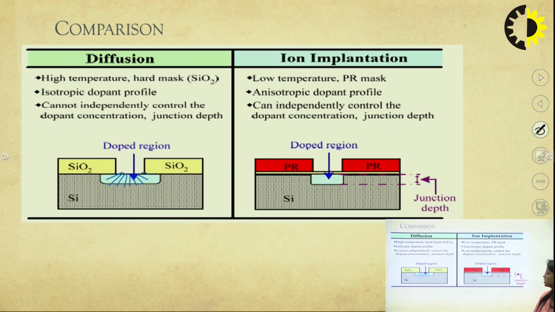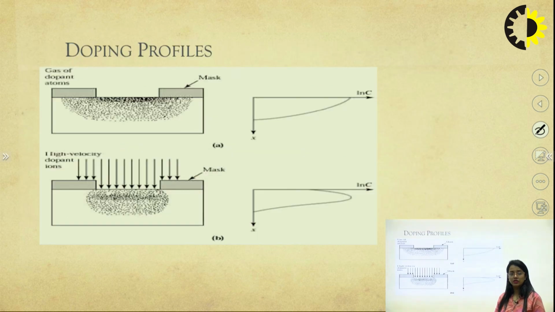Now in ion implantation, it is a low temperature process, and we have a PR mask, which is a photoresist mask. The process has an anisotropic dopant profile. We can see that the diffusion profile is more in the vertical direction and less in the horizontal. So the process is not isotropic, it is anisotropic, and it can independently control. Yes, here we have precise control over dopant concentration and the junction depth.